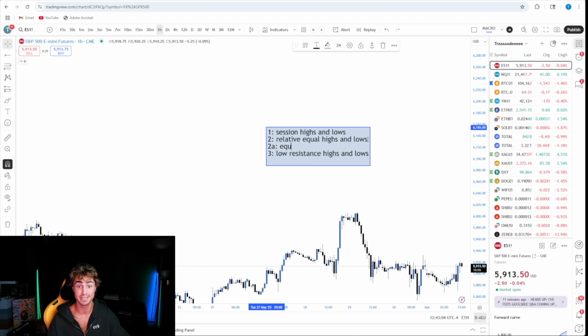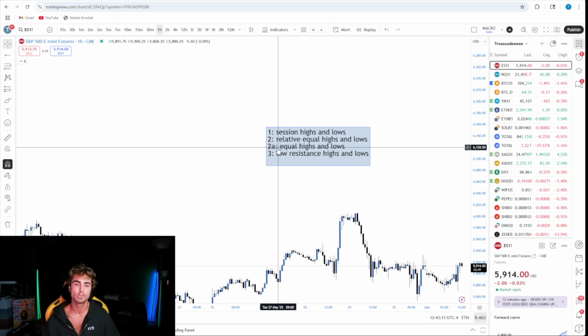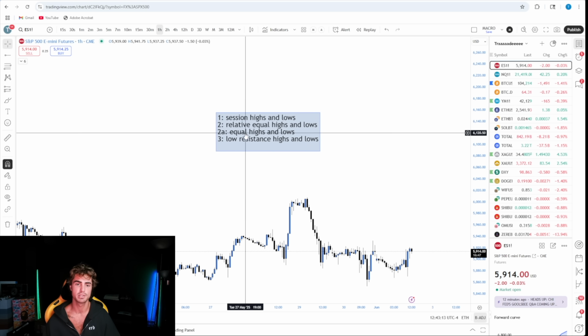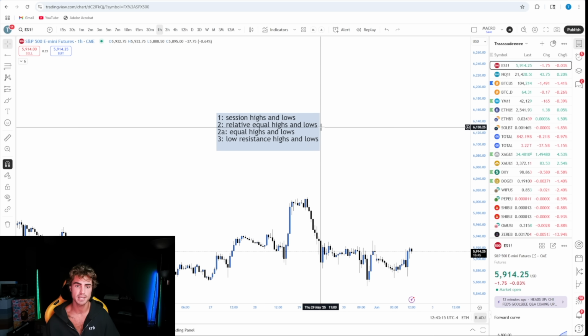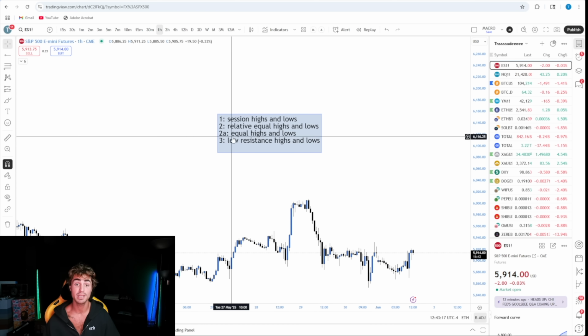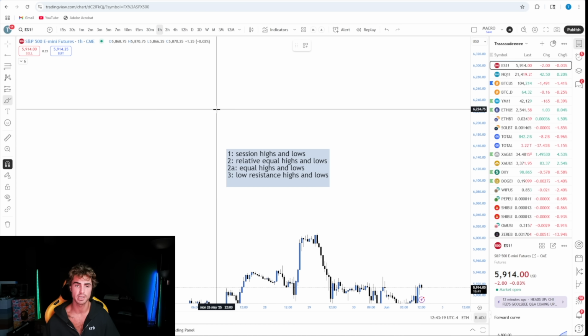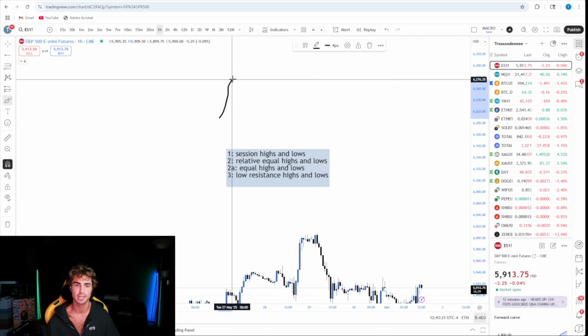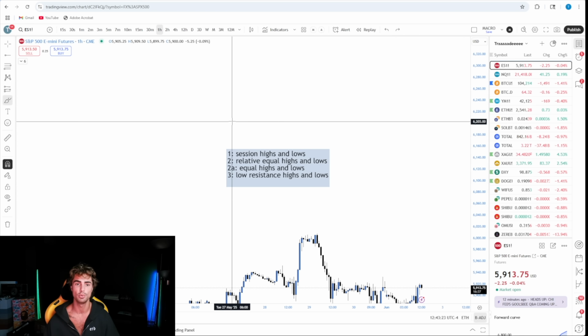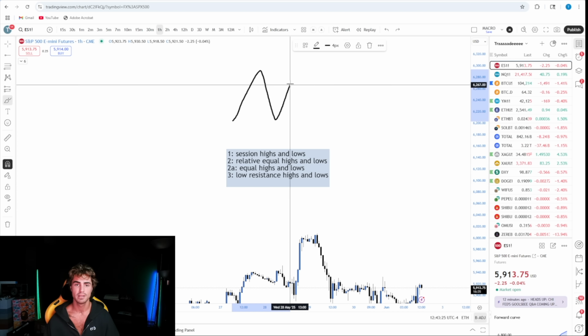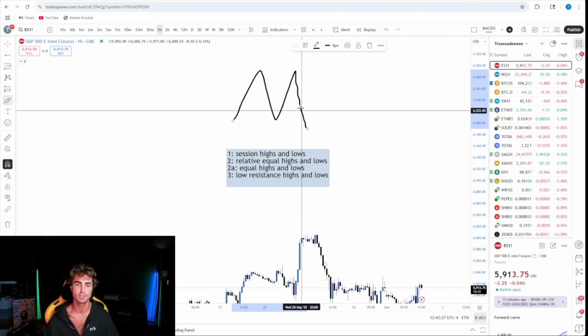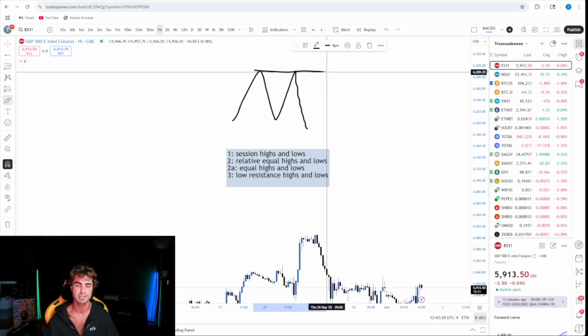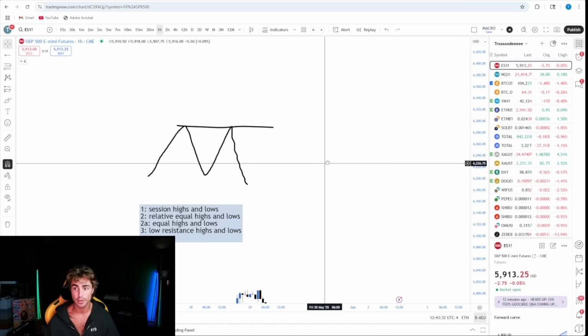Oh, and then this, we'll do 2A. When we have dead equal highs and lows as well, that's a super, super good draw on liquidity. Just like how relative equal highs and lows are good draws on liquidity, equal highs and lows are just as good, if not better. So let's say, and again, this doesn't happen too often, but I figured I'd mention it. Let's say on the S&P 500, we have two highs that are literally dead equal, the same exact price. This is a super good draw on liquidity.